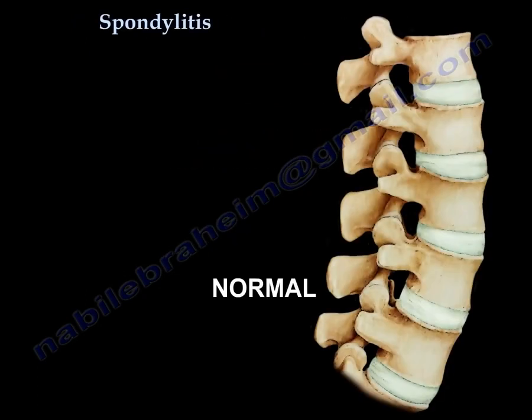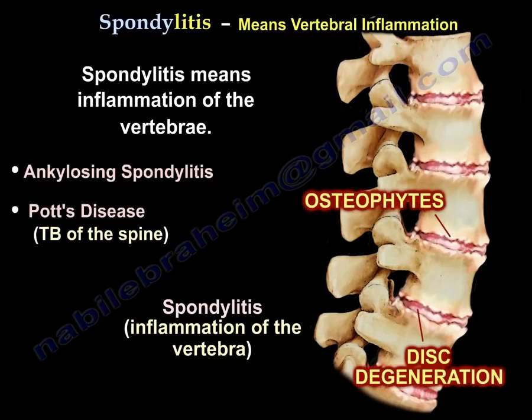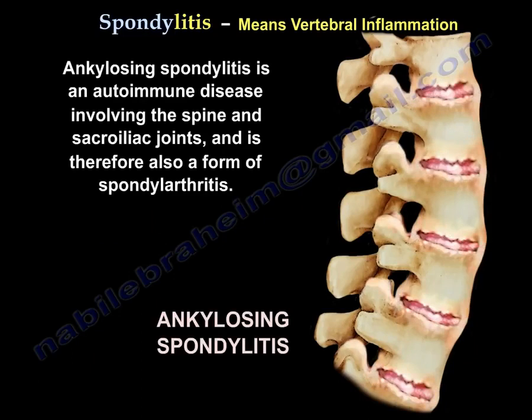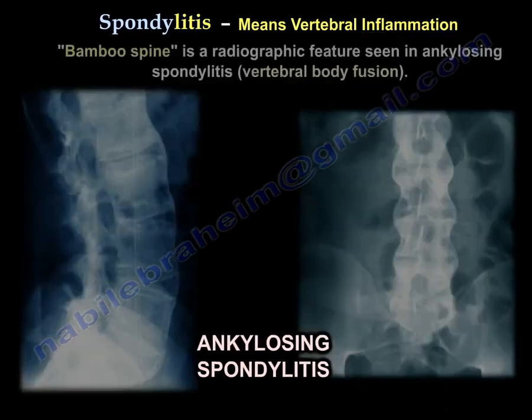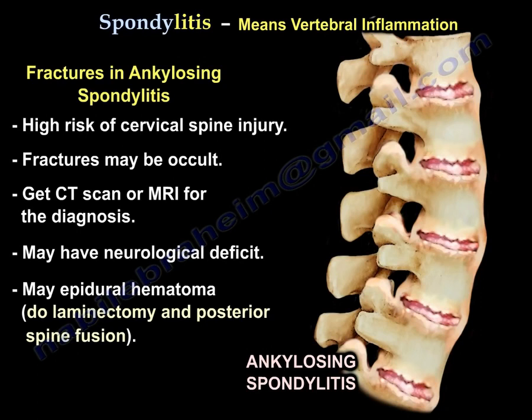How about spondylitis? It is inflammation of the vertebrae, like ankylosing spondylitis or TB. In ankylosing spondylitis, it goes from stage of inflammation to stage of fusion. You get bamboo spine. Watch for the marginal syndesmophytes. There is a high risk of C-spine injury. Fracture may be occult. You may need CT scan or MRI to diagnose it.